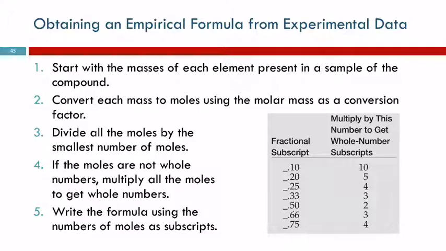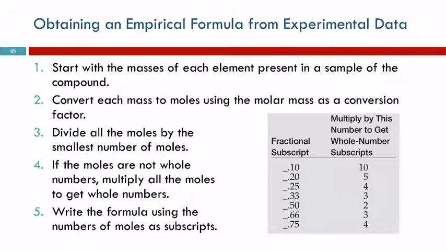Here's your list. You start with the masses of each element. You convert the masses to moles, using the molar mass from the periodic table as a conversion factor. Then you divide all the moles by the smallest number. And then we're going to look at the numbers we end up with. We need whole numbers, right?